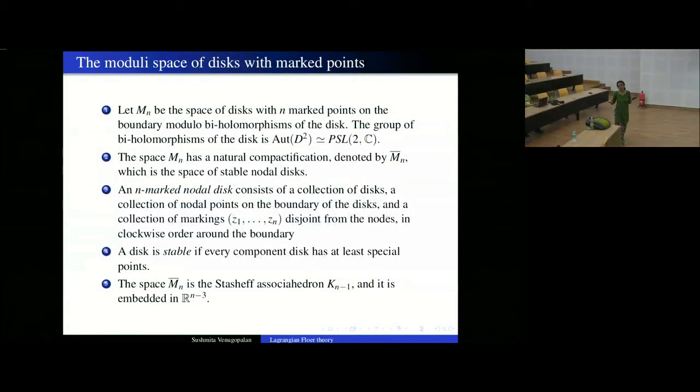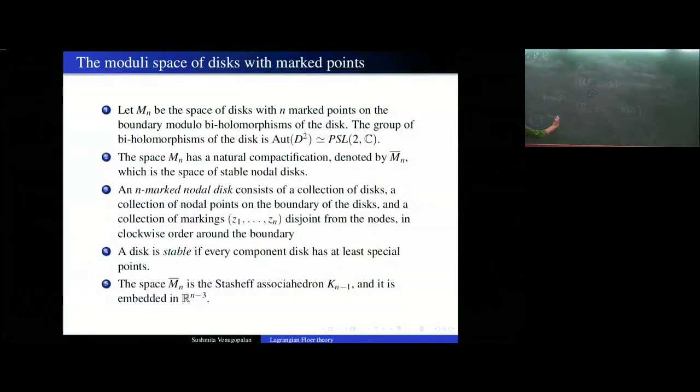Okay, so that is M_n, and you may recall how you compactified the space of spheres with marked points, right? In a similar way, you can compactify these disks with marked points on the boundary. The compactified space will additionally consist of nodal disks. Nodal disks are exactly like nodal spheres. They are going to look like this: trees with edges replaced by nodal points, and vertices are just disks.